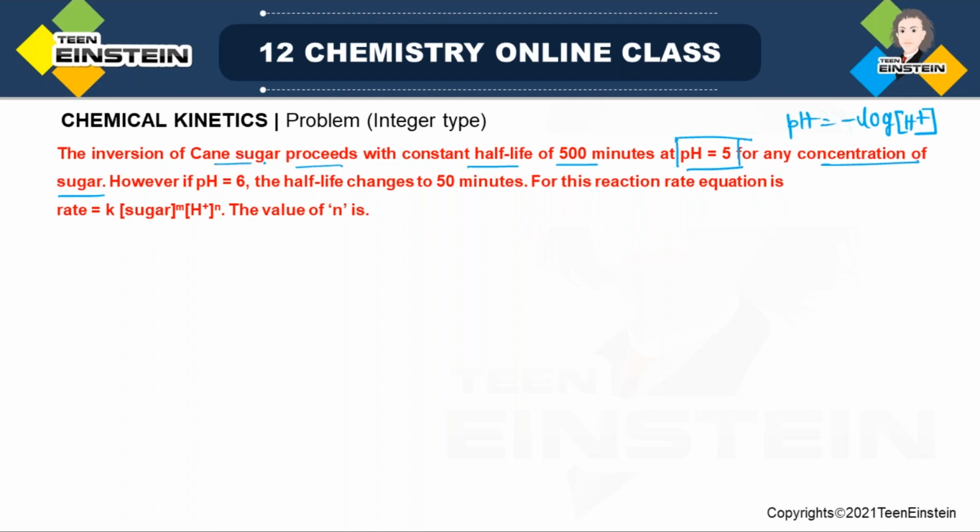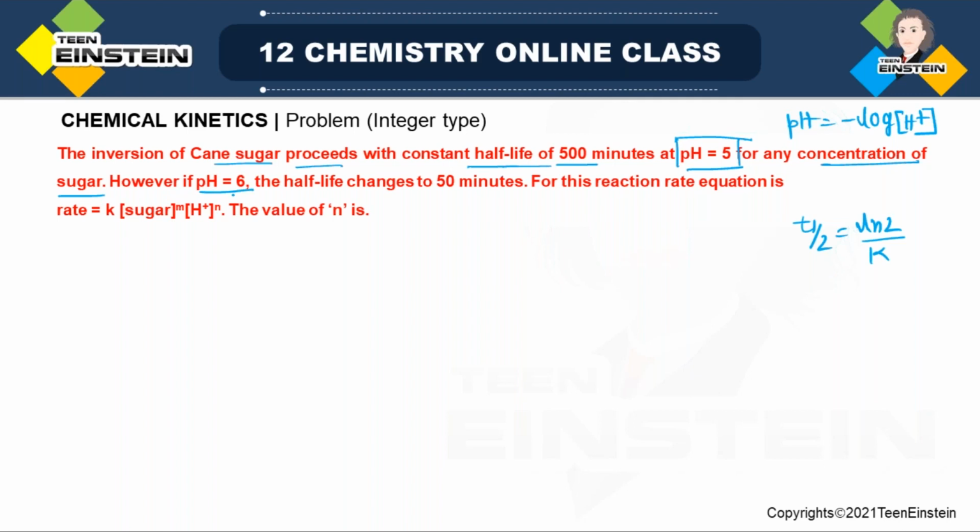That means, in the inversion of cane sugar, cane sugar is the starting material, that is the reactant. And it is mentioned here that the half-life is constant. It is not dependent on the concentration of sugar. And this is true for which order of reaction? It is true for first order reaction, because we have seen that for a first order reaction, T half is equal to ln2 divided by the rate constant. That means it is not dependent on starting material concentration. So from this you can understand this is a first order reaction for any concentration of sugar.